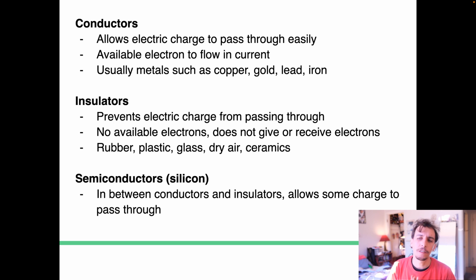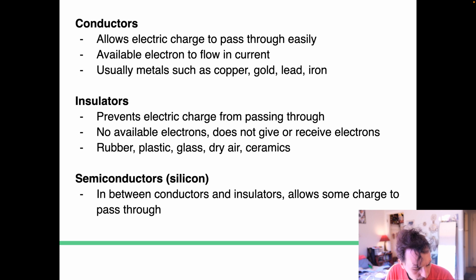Now, examples of insulating materials are rubber, plastic, glass, dry air. Even wet air is a pretty decent insulator. Ceramic is a really good insulator. That's what you see a lot in our power grid infrastructure to protect the power lines from accidentally hitting the wooden poles, which we'll discuss a little bit later.